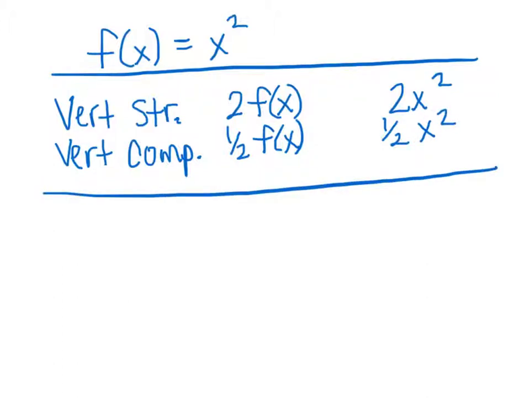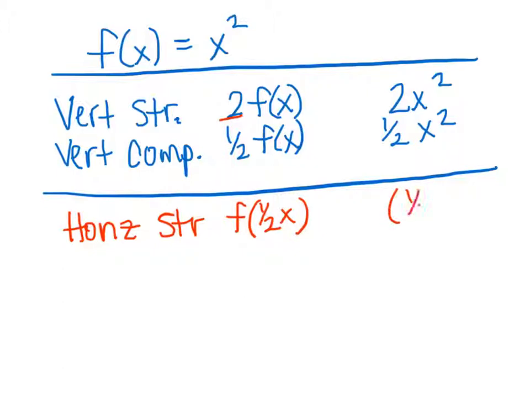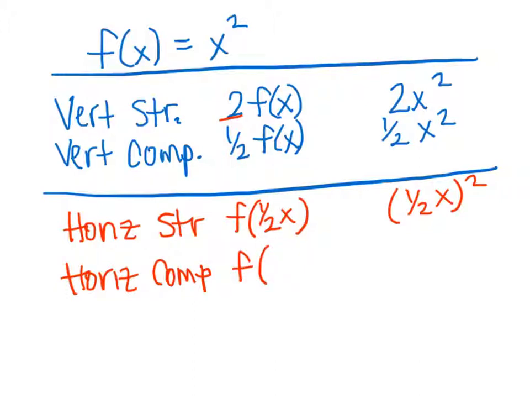If I wanted to do horizontal changes, it's going to be opposite of what you'd think again. So I need to move the number to the inside, so it's going to be f of, but it's not going to be 2 for a stretch, it's going to be 1/2 for a stretch. And then in parentheses it would look like 1/2 x squared. A horizontal compression would be, again, opposite of what you'd think. Compression, you'd think small, but that would be multiplying all the x's by 2. Horizontal changes are always just opposite of what you'd think.